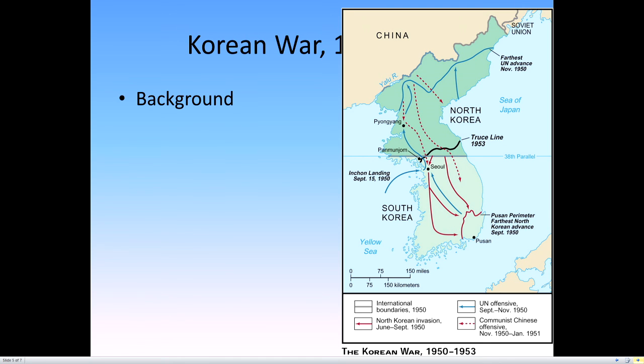Okay, now Korea, you need to understand the background. At different points in its history, it has been an independent country. The Korean people are distinctly different from the Japanese and the Chinese people. They've had their own government at different times. At times, the Chinese have ruled over them, or the Mongols.